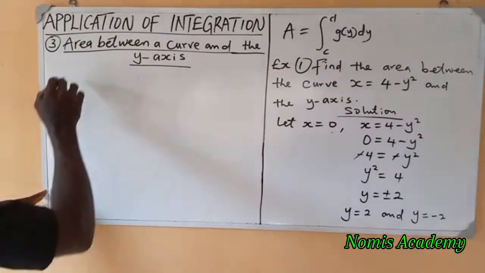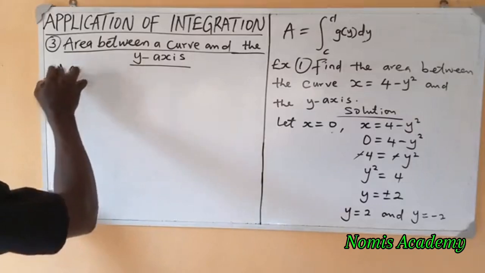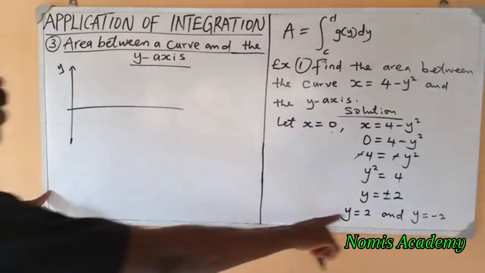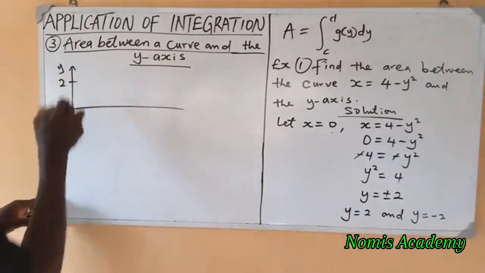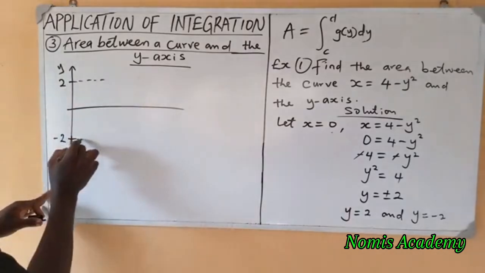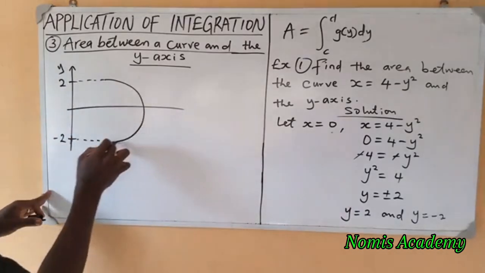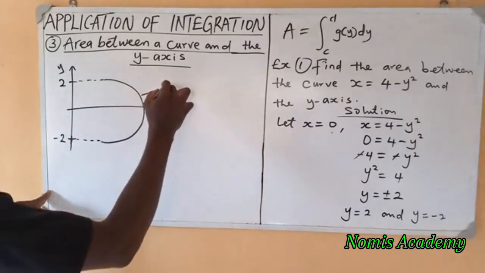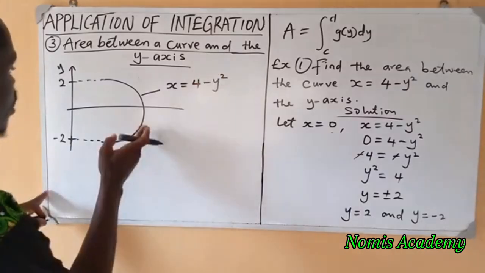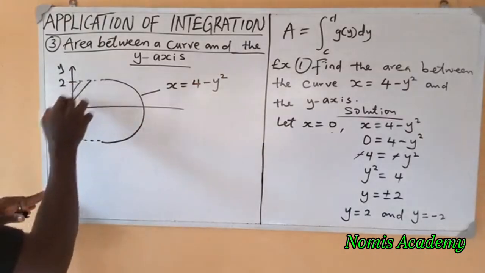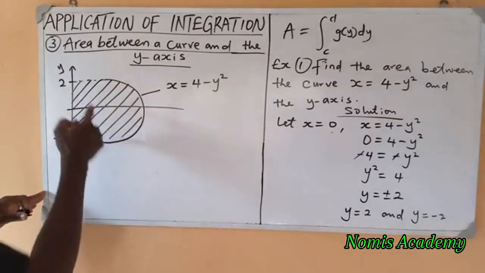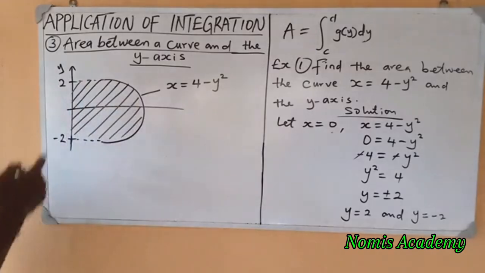Let's take the diagram. We have the y-axis. Okay. Now we have a curve. Mind you, we have 2 points. The first one is 2, while the second one is -2. So the curve is something like this. So the curve here is giving us x equal to 4 minus y squared. So this is the curve. And now we are asked to find the region between the curve, the lines, and the y-axis.